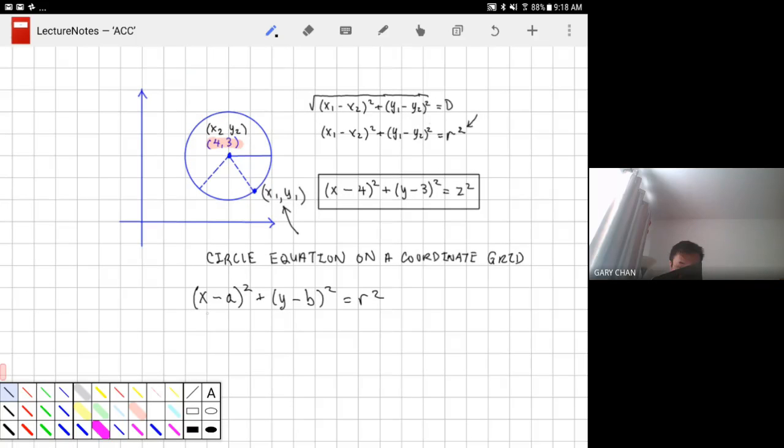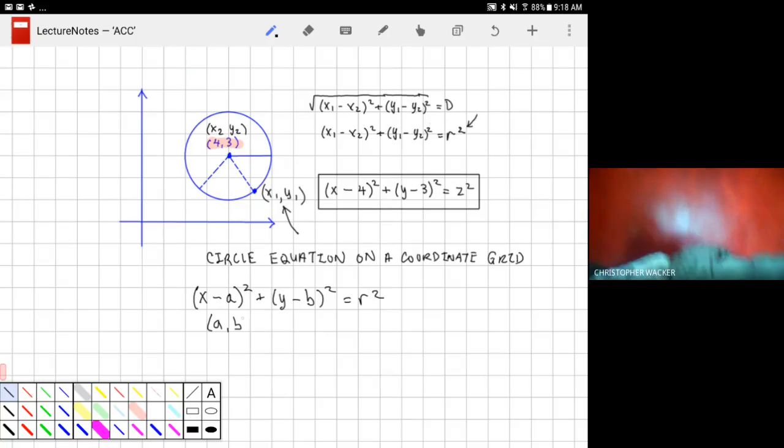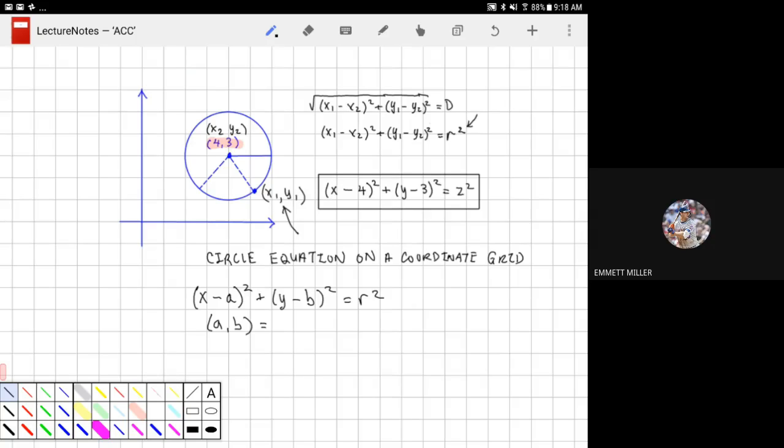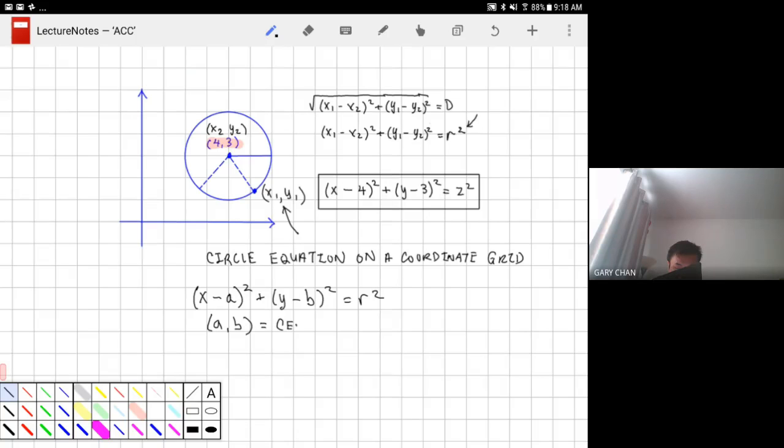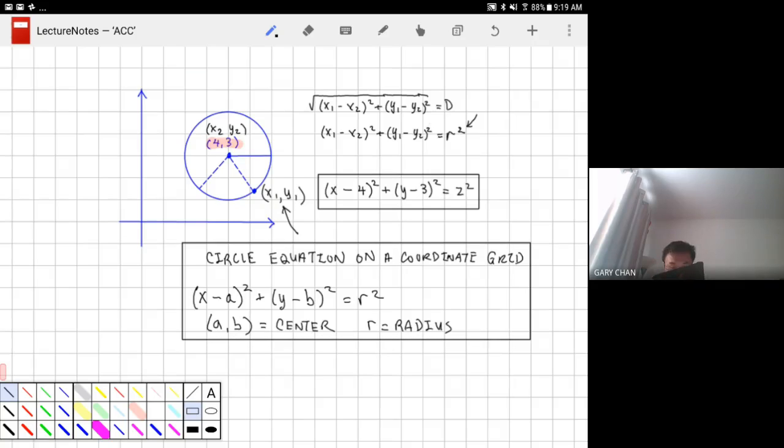Gentlemen, what do you think a comma b represents? The center. A comma b represents the center, and r here represents what again? The radius. So this, gentlemen, is the equation for a circle on a coordinate grid.